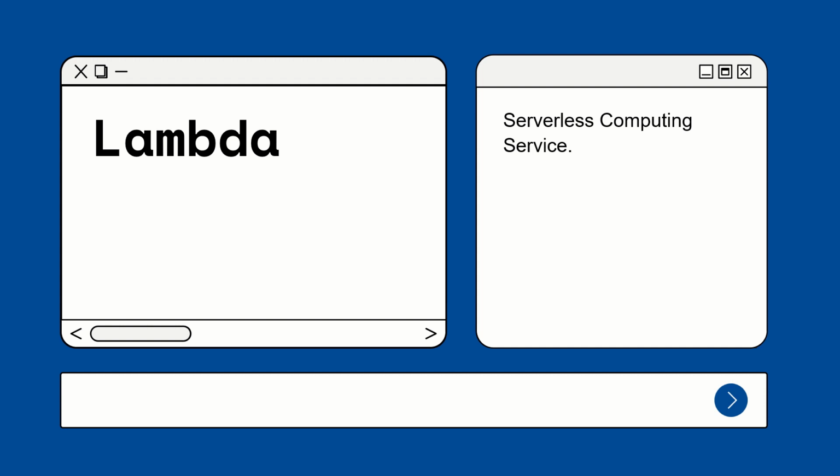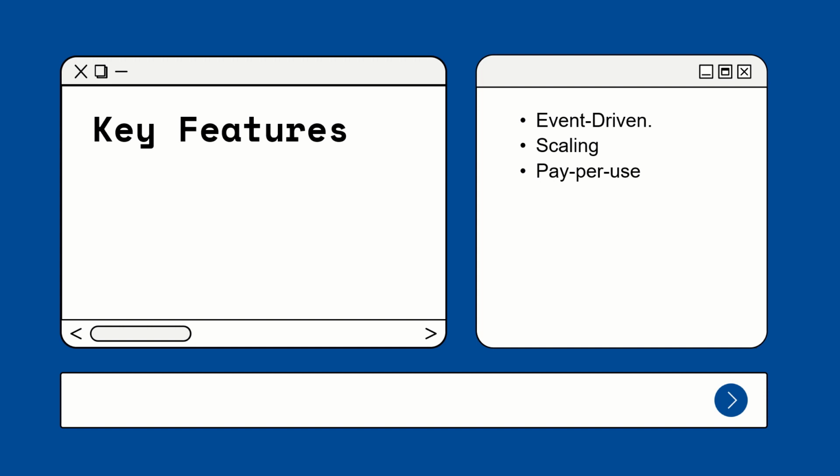So AWS Lambda is like having your own team of servers that magically appears whenever you need them and vanishes when you don't. It's a service that lets you run your code without worrying about managing servers. Instead of managing servers, you just focus on writing your application code.